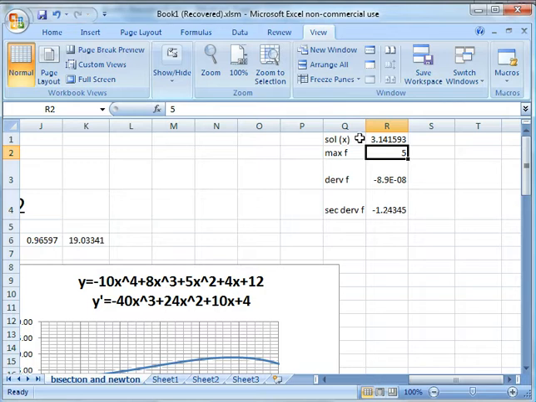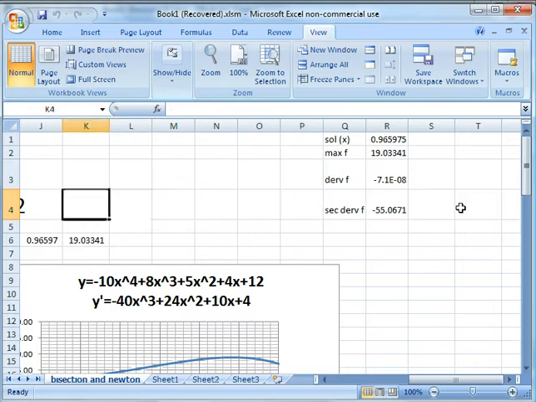And for this problem, I execute the code, and we see that the value that we should get is 0.965975. The maximum value that we would obtain is 19.03. The derivative there, as we expect, is close to 0, and the second derivative is 55.